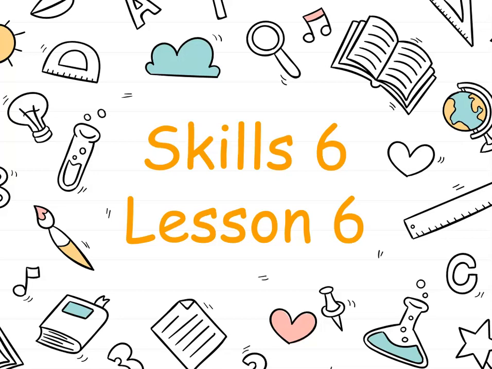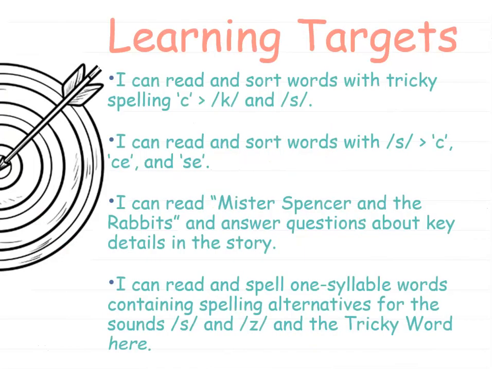Hi friends, today we're going to review Skills 6, Lesson 6. Let's look at our learning targets. I can read and sort words with tricky spelling C representing the K and S sound. I can read and sort words with spelled C, CE, and SE. I can read Mr. Spencer and the Rabbits and answer questions about key details in the story. I can read and spell one-syllable words containing spelling alternatives for the sounds S and Z, and the tricky word here.